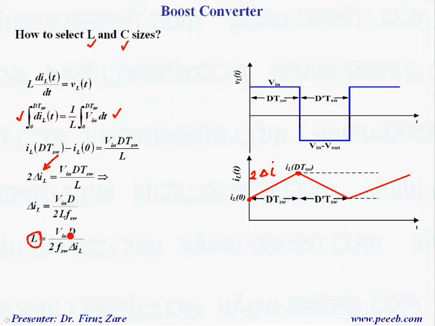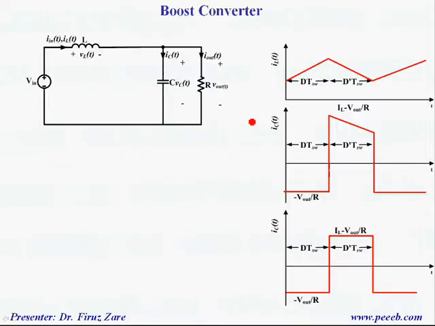So basically, if we know the input voltage, duty cycle, and switching frequency, and suppose that we're going to keep the ripple at 10% of the DC current, or for example 100 milliamps, in this case we can find the inductance value. So we can also find the capacitance value.